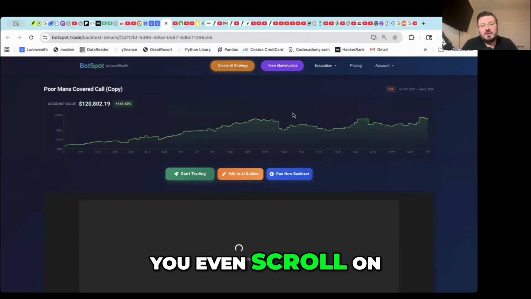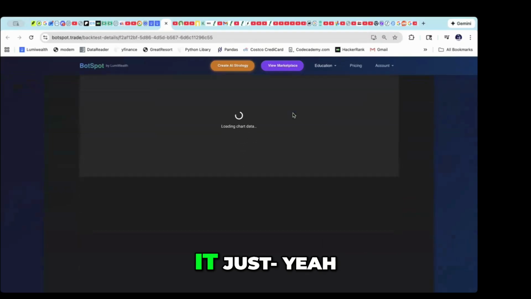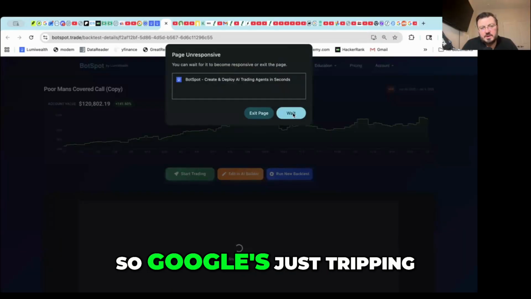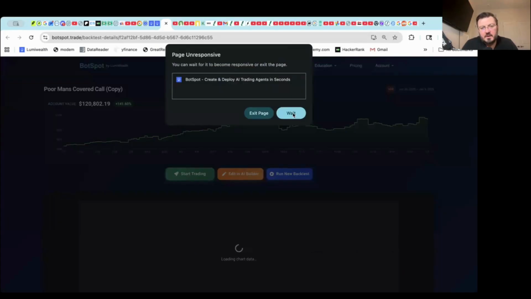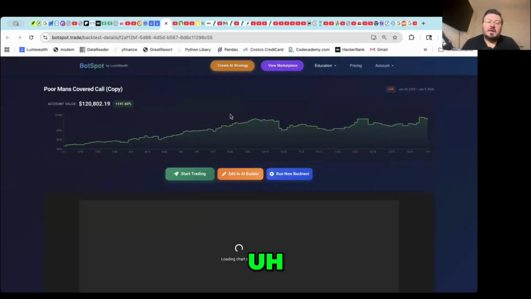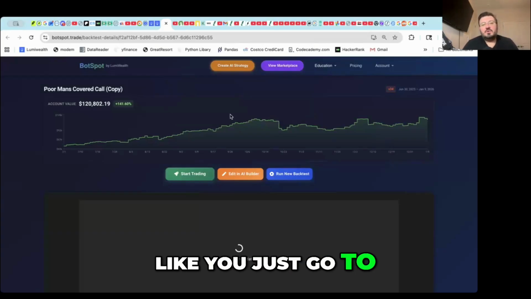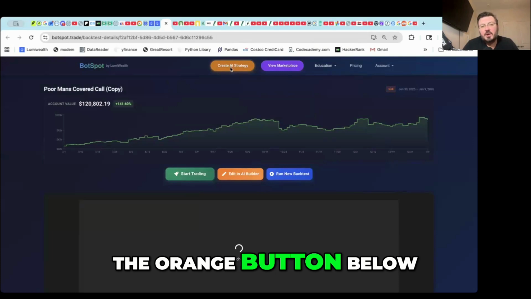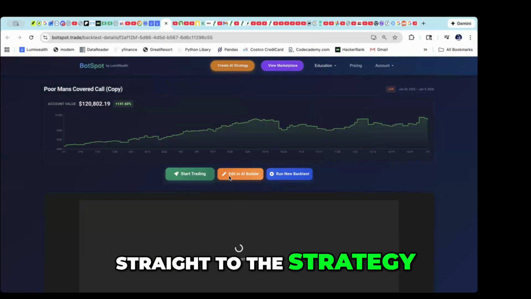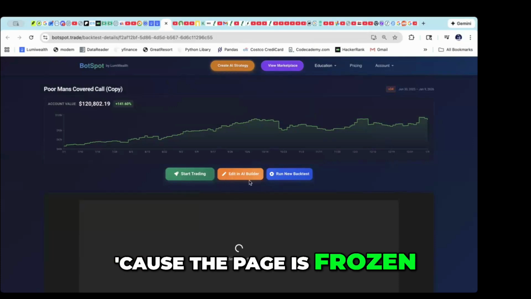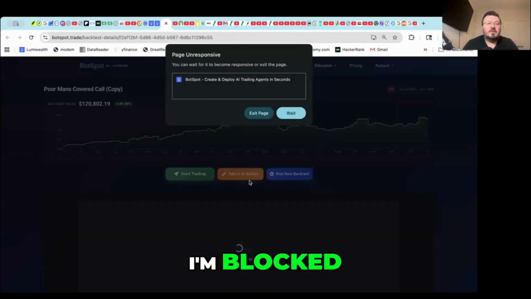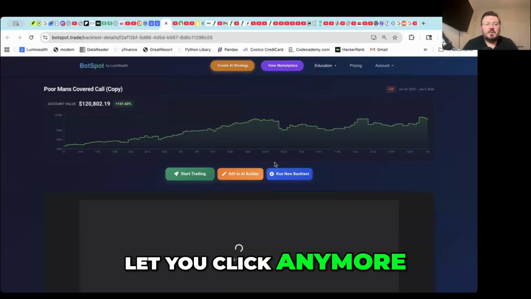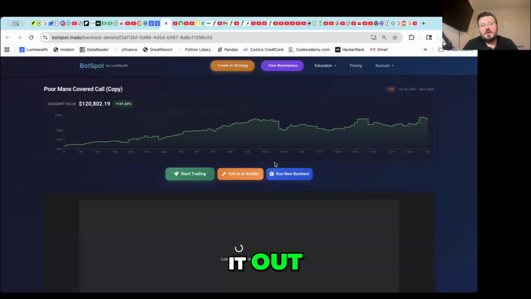Can you even scroll on the page at all right now? Yeah, it scrolls just fine. It's just that chart taking too long to load. So Google's just tripping out on that. But you can also go to a page without this chart, right? Like the AI builder. If you click the orange button below, it will take you straight to the strategy. I can't, because the page is frozen. It won't let me click anymore unless I wait. Yeah, I'll just wait it out.